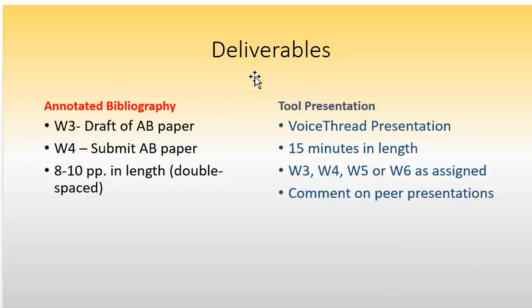The deliverables are different. For the annotated bibliography paper, in week 3, you're submitting a draft of the paper, and in week 4, you're actually submitting the paper. We're looking for about 8 to 10 pages in length, and that would be double-spaced. However, for the tool presentation, that is a VoiceThread presentation, 15 minutes in length, and you are assigned to present in either week 3, week 4, week 5, or week 6, and also expected to comment on your peer presentations.